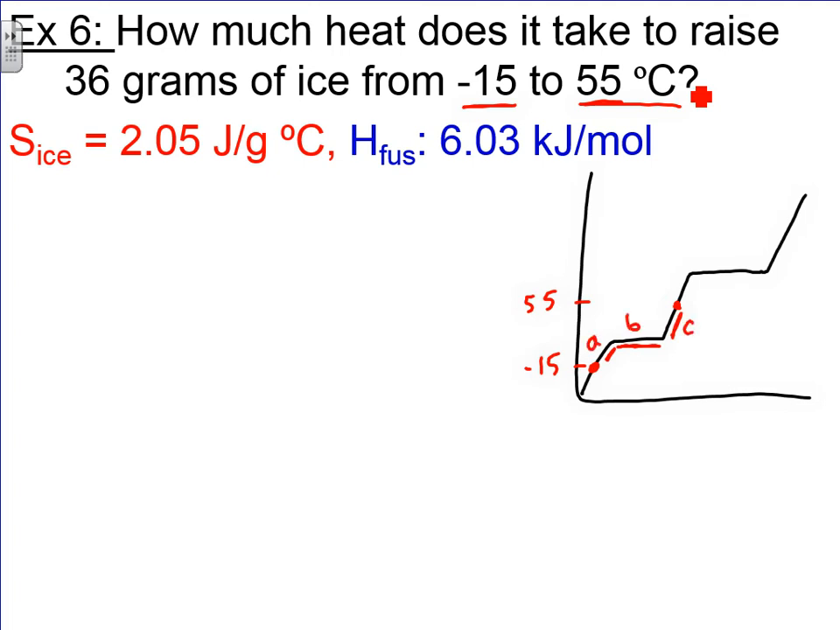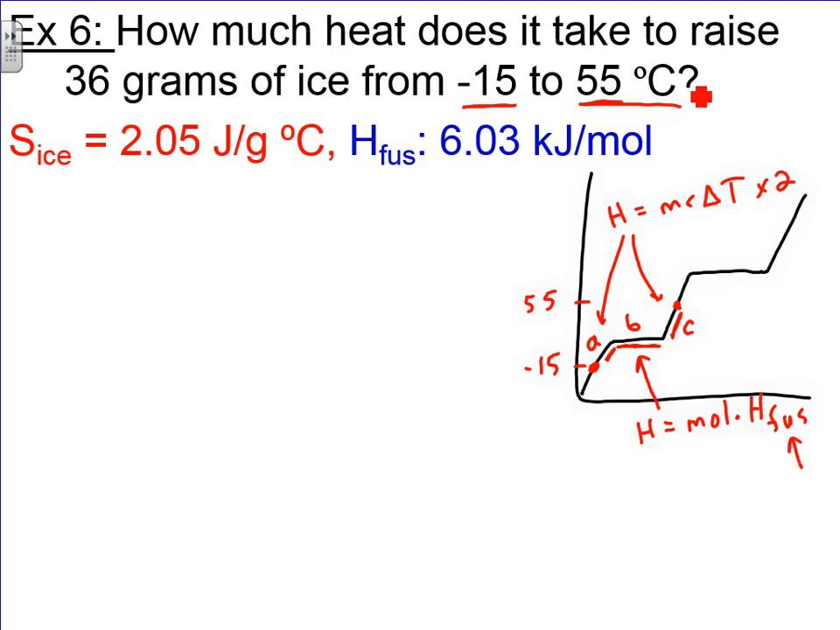Now, in the case of our equations, we're going to use the equation down here. We're going to use the heat equals moles times heat of fusion equation, because we're melting. And then for A and for C, we're actually going to use the MCAT equation. Heat is going to be MCAT. So we're going to have to use this equation twice and this equation once down here. Okay, so let's go ahead and do it.